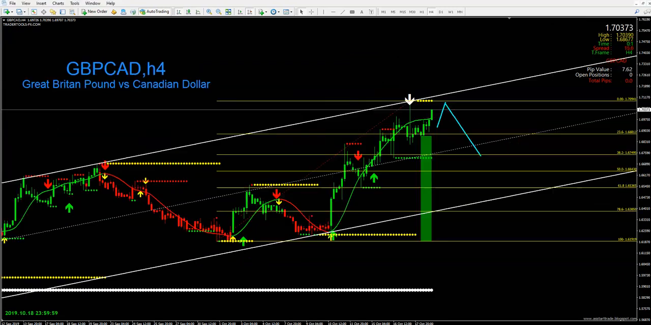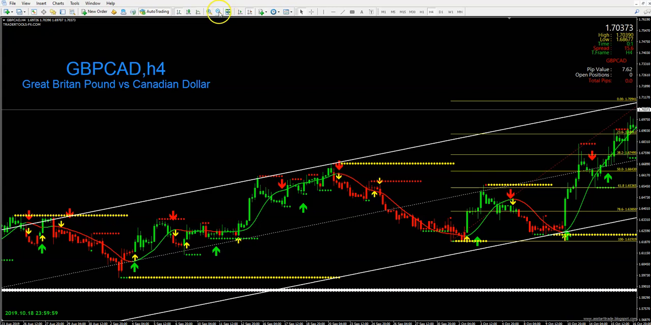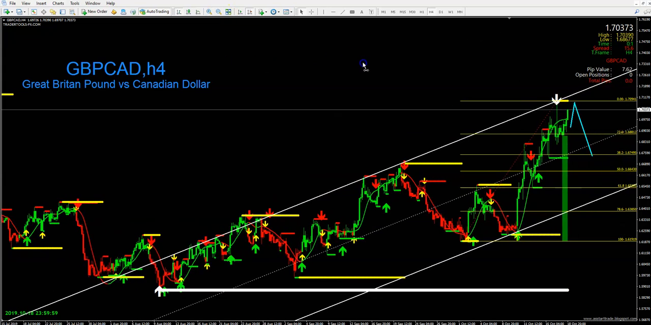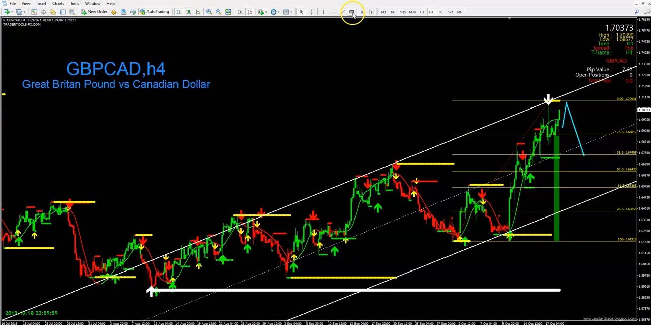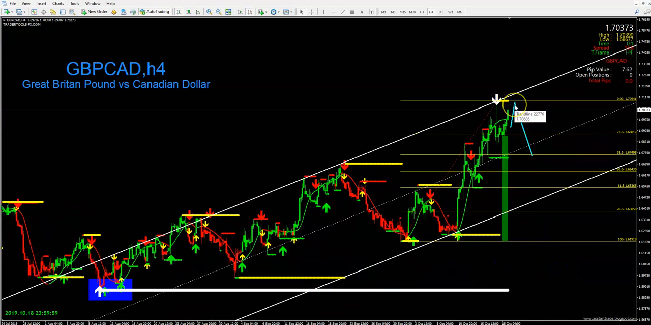All right. So now I have the Great Britain pound versus the Canadian, and this is on a 4 hours. What are you seeing there, guys? The market, based on our triple arrow, let me make that smaller so you can see the whole picture. The triple arrow, it has been a bullish market, right? Been bullish since August 12 up to now.